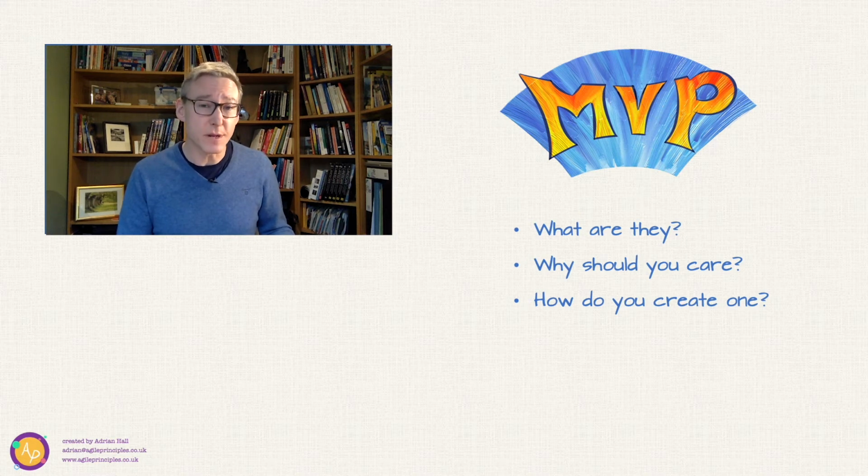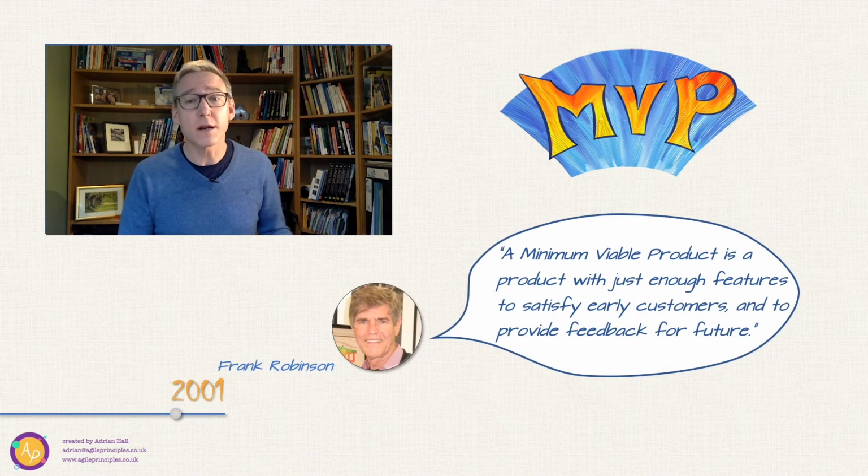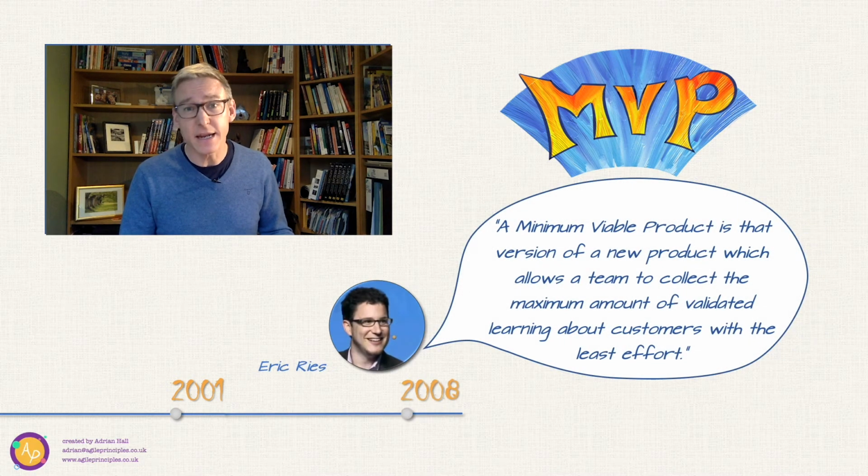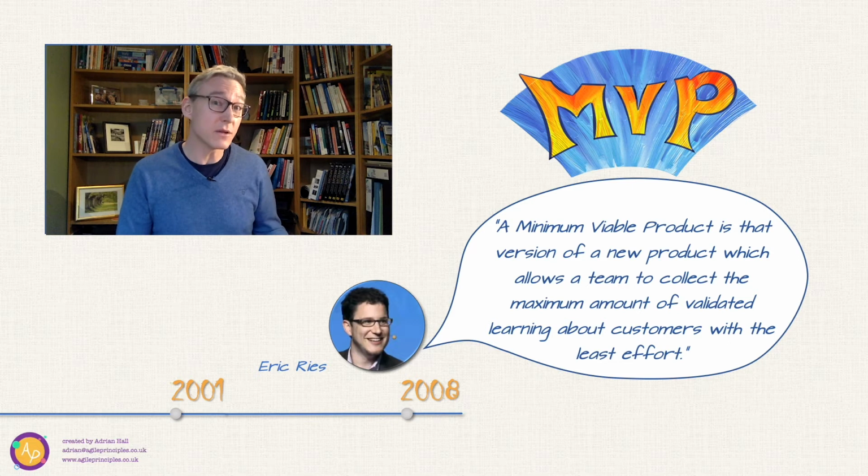Well, first the history bit. So in 2001, Frank Robinson defined the term MVP. But it's fair to say that it wasn't too widely picked up back in 2001. And in 2008, Eric Ries redefined the term in his book, The Lean Startup. And this is where the evolution of the idea started, or maybe you could say the confusion started.